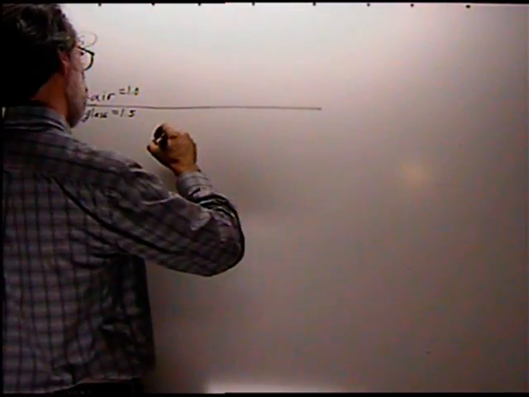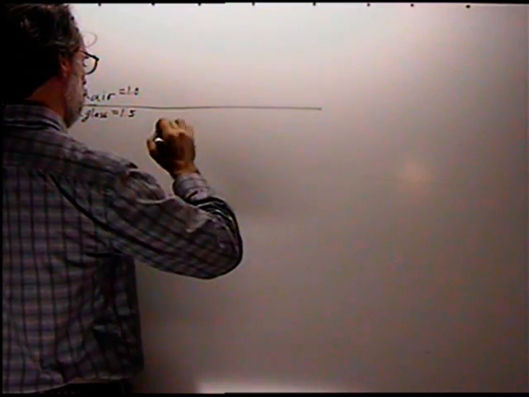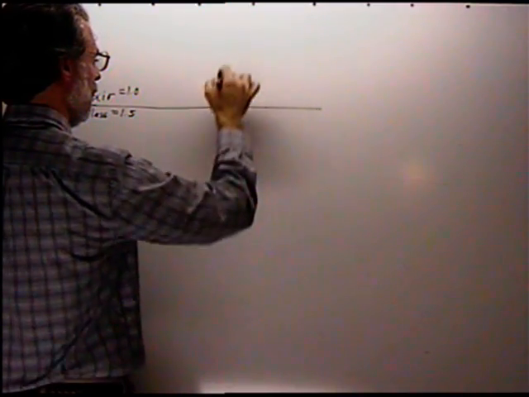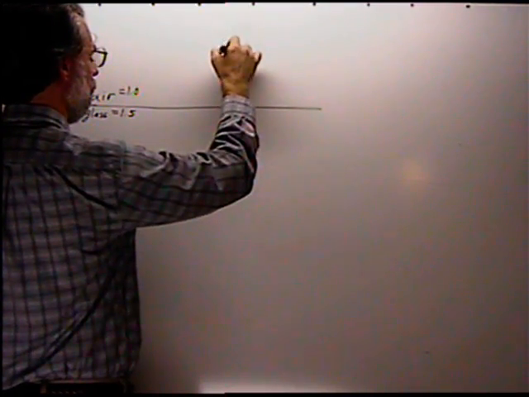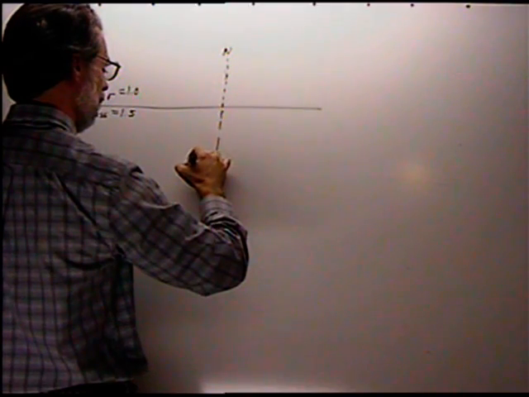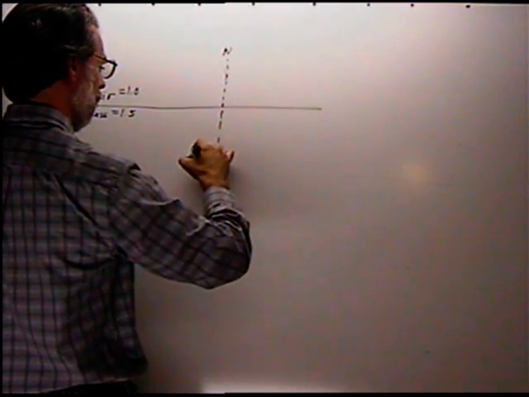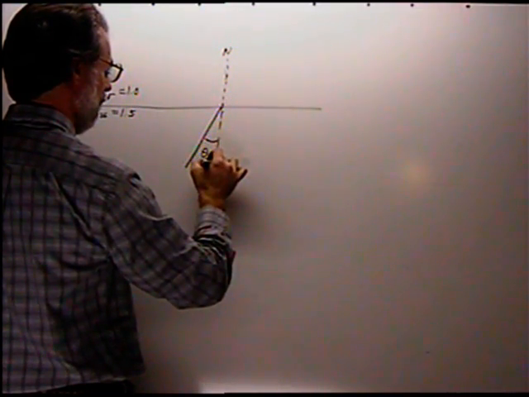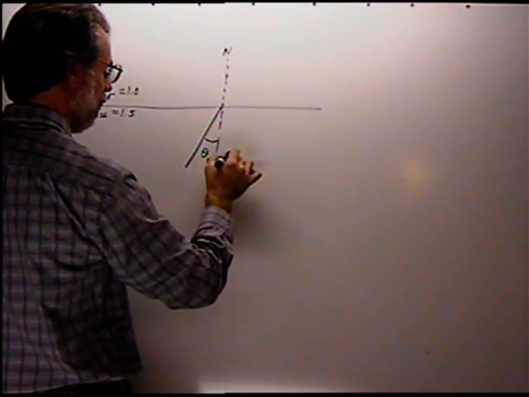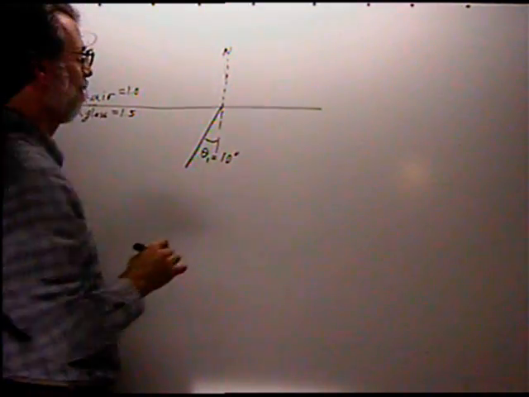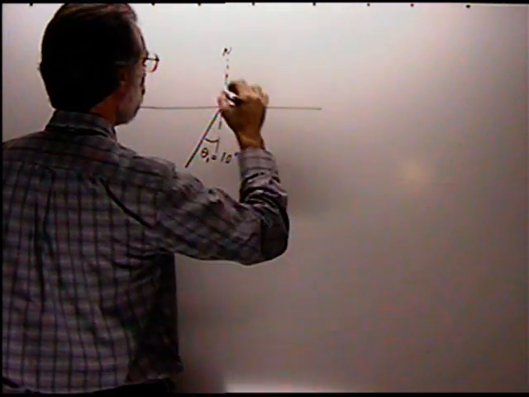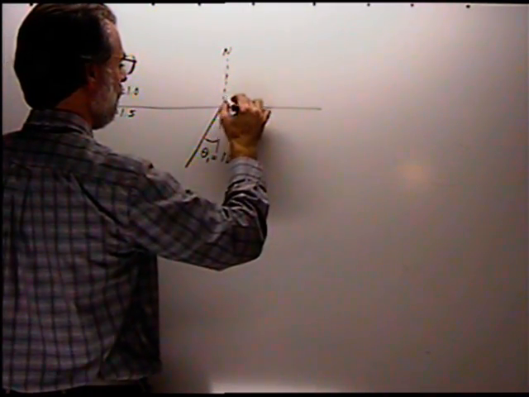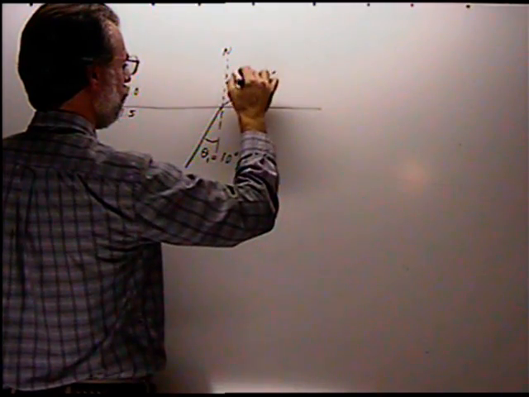Okay, suppose, here's the normal. Suppose this angle is quite steep or quite small. Suppose this angle 1 is 10 degrees, just as an example. And when it's going into a less dense medium, it bends out, we know.